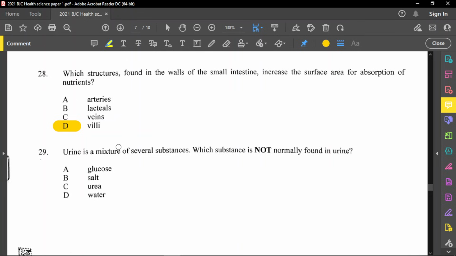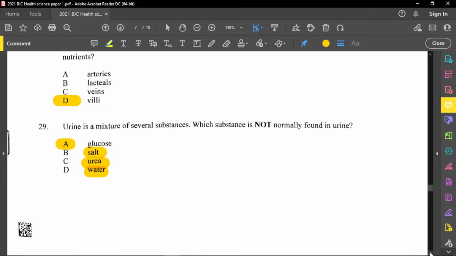For question number 29, it said urine is a mixture of several substances. Which substance is not normally found in urine? Not normally. It can be, but not normally. So urine is a mixture of water, urea, and salt. Those three things make up urine. Glucose is not normally found in urine. If you see glucose in urine, it means that the person is diabetic. So let's jump on to the next question.